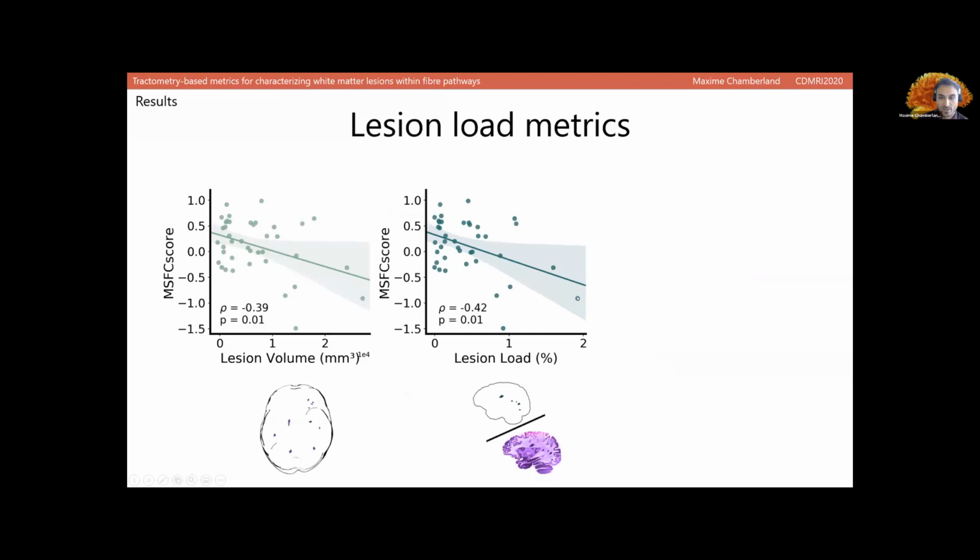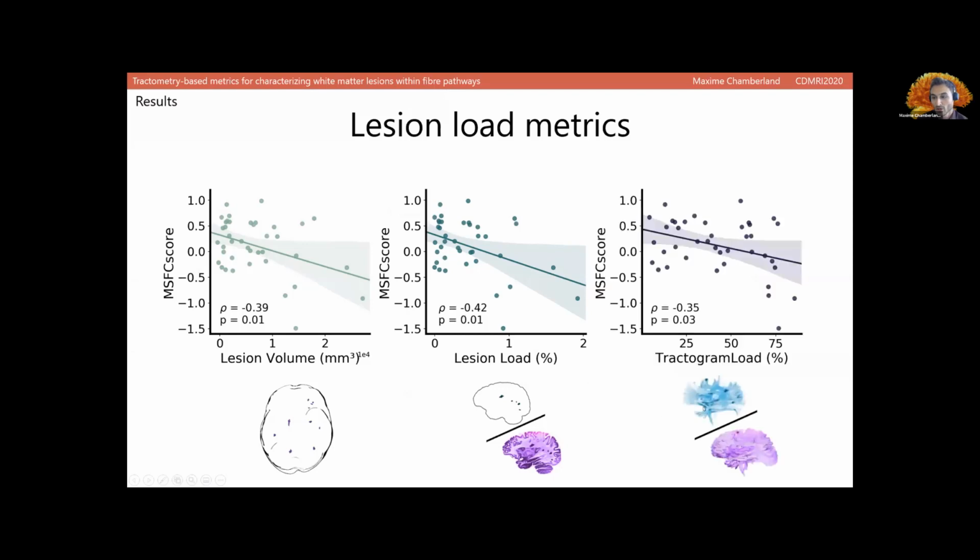You can see these seem to be kind of outliers. So if you were to remove these 2 subjects, probably the correlation would not be that strong. Then if you compare this to our global metric, which is the Tractogram load, you can see that the correlation is actually lower than lesion load and lesion volume, but the spread seems to be tighter. You see a nicer spread of the values.